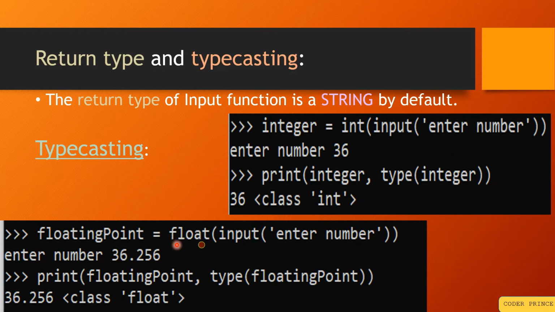In a similar way, you use the float function to get the floating point value. So after the decimal point, it will take it. But if you give something like 36ABC or 36.25a, that is not at all an integer or floating number, and hence that will give you an error.